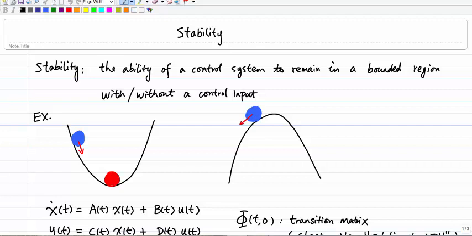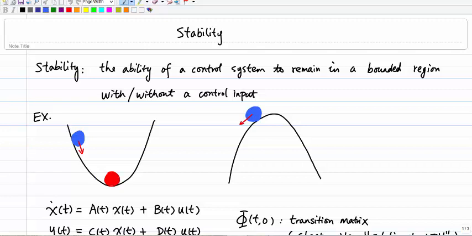In particular, you can consider stability as the ability of a control system to remain in a bounded region with or without control input. Here I give you a very simple example which shows the stability of two different systems. For the first one, let's put a blue ball over here.